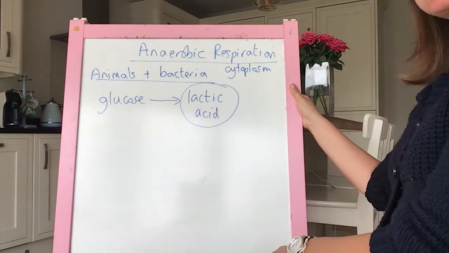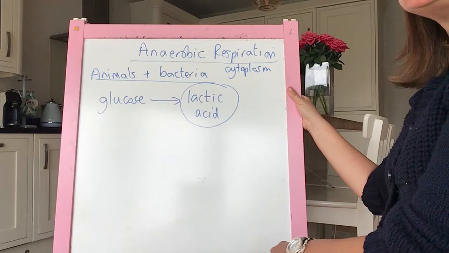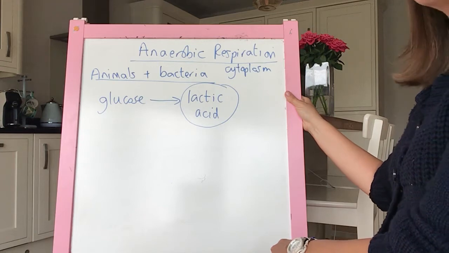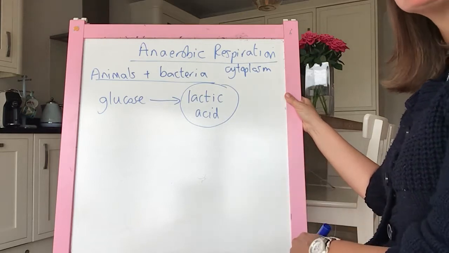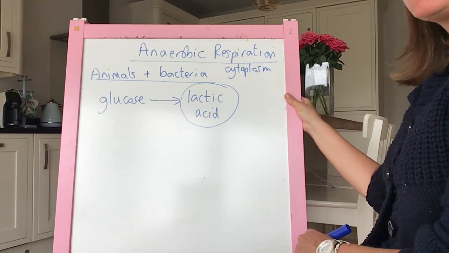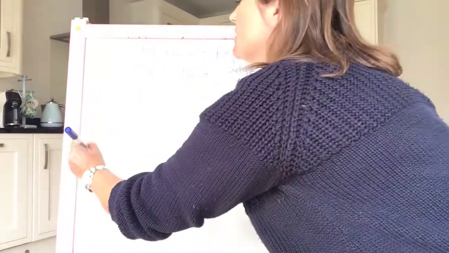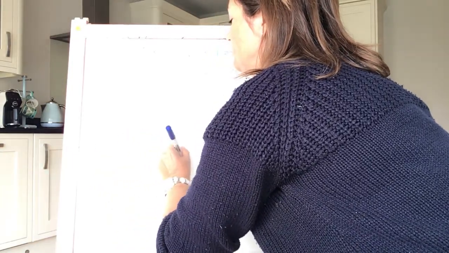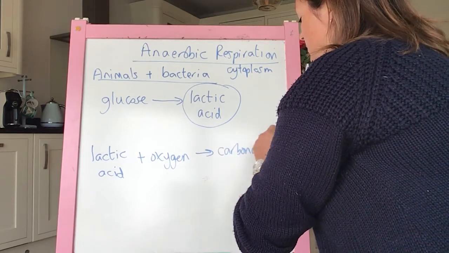Now there's a problem with lactic acid. It is very, very toxic. It causes muscle fatigue, cramps, stiff muscles the day after exercise because it's toxic. So we have to get rid of it. So after you've done exercise, you're breathless, aren't you? You start panting. And the reason why you're panting is because you're trying to get oxygen back into the system. And the reason why you try and get oxygen back into the system is because lactic acid plus oxygen makes harmless carbon dioxide and water.